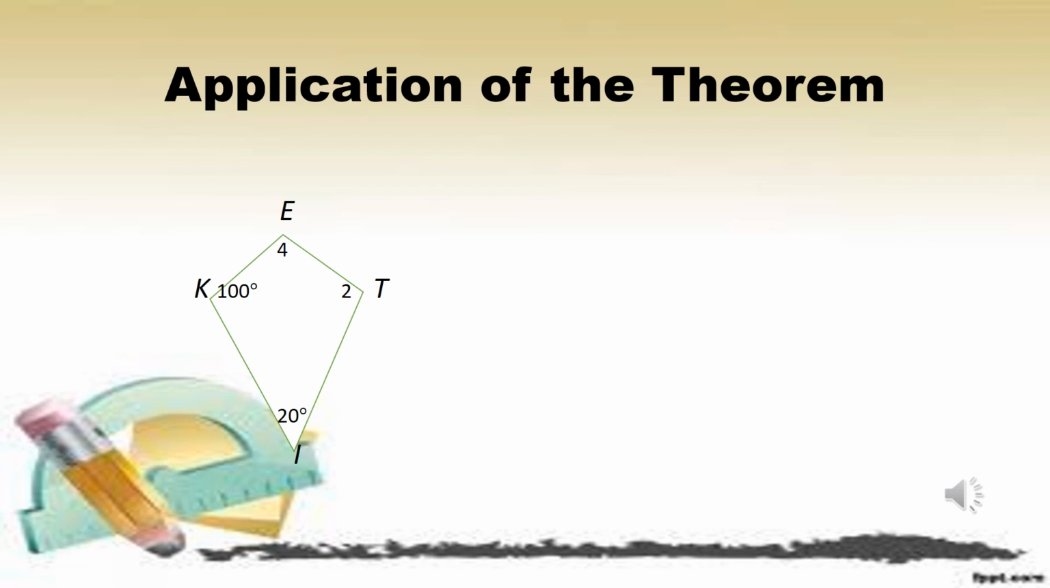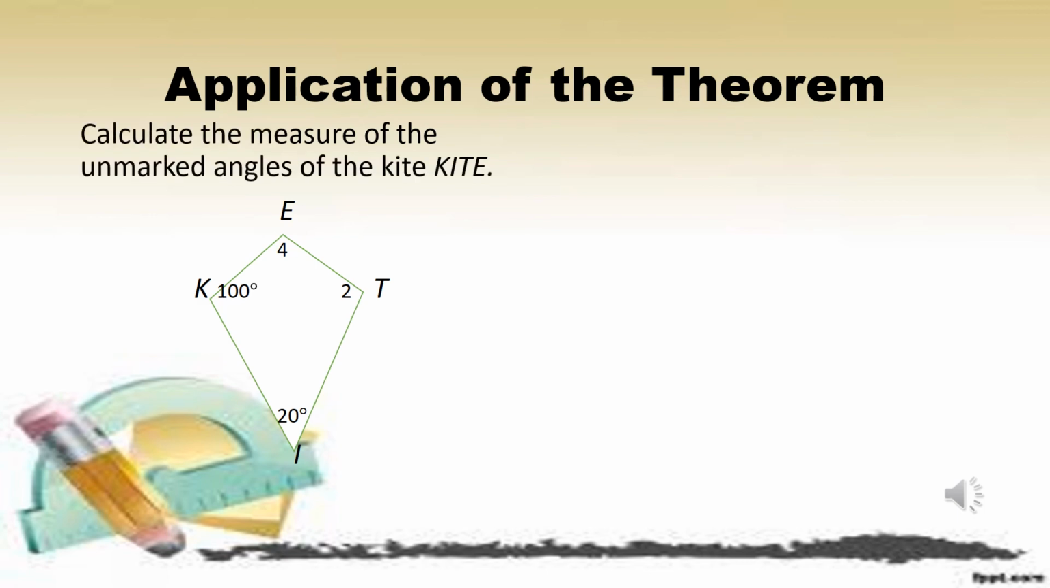Now let us go to the application of the theorem. Calculate the measure of the unmarked angles of the kite KITE. So, look at the figure. Angle K is equal to 100 degrees. Angle E has no measure. Angle T has also no measure. And angle I is 20 degrees. So, we are asked to find the measures of angle E and angle T.